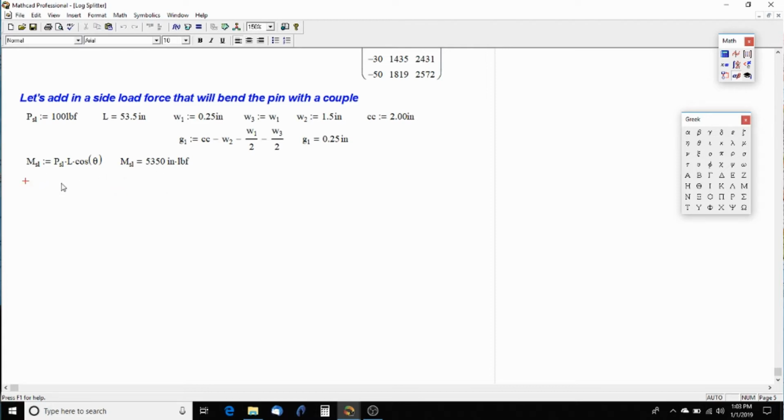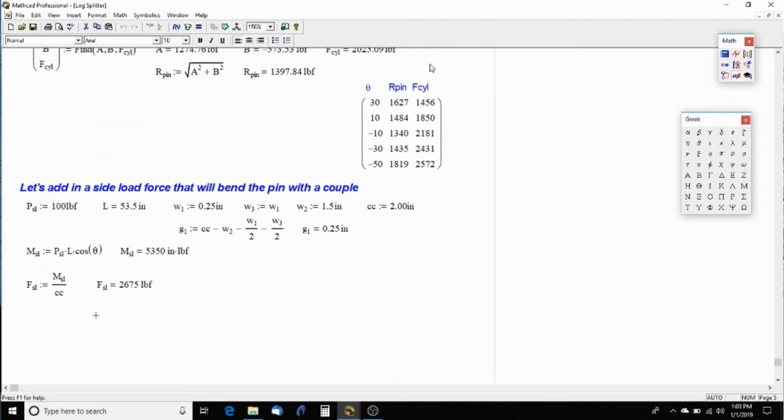Okay, we're also going to calculate the force of the side load, which is moment of the side load divided by the center to center distance. Drag this down so it's not over top of it. All right, 2675. Let's just see, compared to this table that we calculated with the R pin value, how they stack up. All right, so here we got 1819. Let's just specify that that is our force.